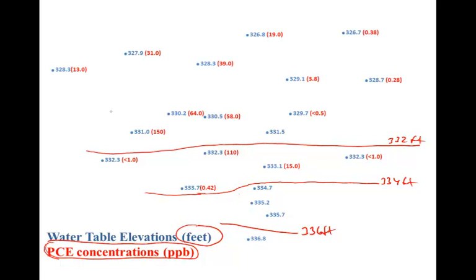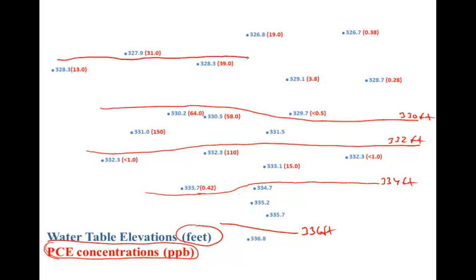A 2-foot interval, the next contour will be 330 feet. And our next contour will be 328 feet. Again, we're drawing our contours in such a way that we're separating points of lesser value on one side of the contour from points of greater value on the other side of the contour.